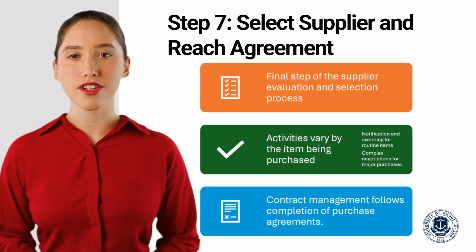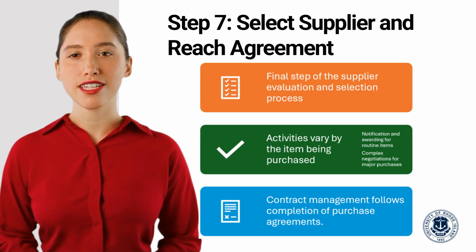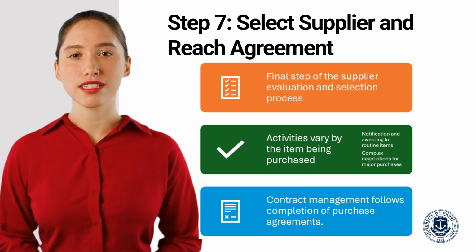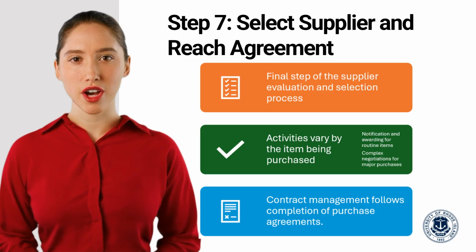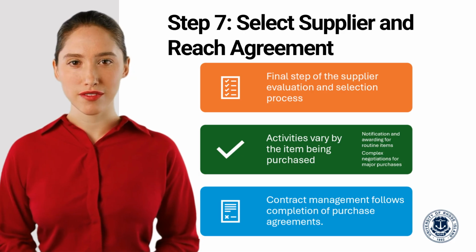The final stage involves selecting the supplier and reaching agreement. For routine items, this may involve simple notification and awarding. For complex purchases, it may require extensive negotiation and contract development. Once agreements are finalized, contract management becomes the ongoing focus.